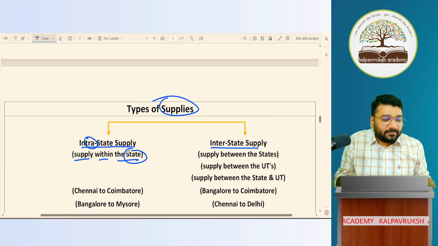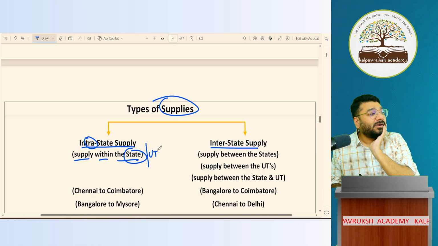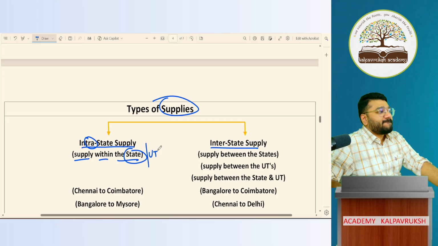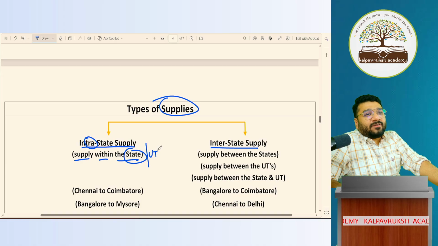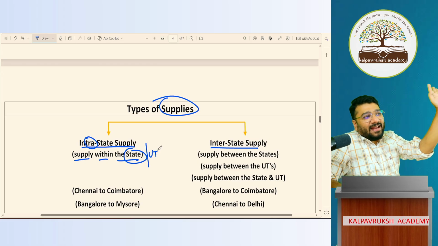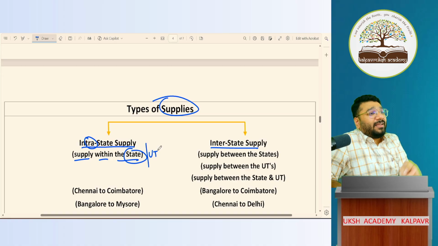Supply within the state or supply within the union territory. Can you name a few? How many total union territories? 10? 7? 8? Okay, 8. Some people said 7, one said 8, one said 9, one said 10. I sat and played Kaun Banega Crorepati, giving 4 options and asking you to select.